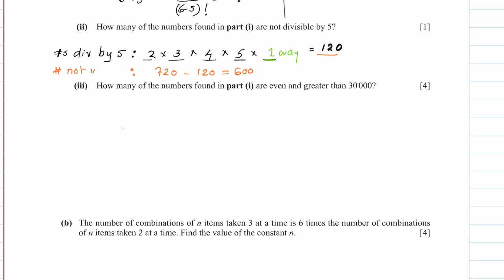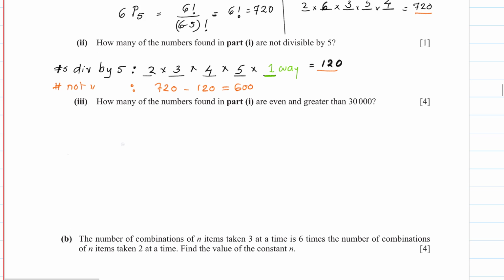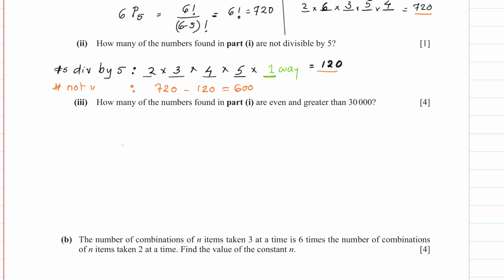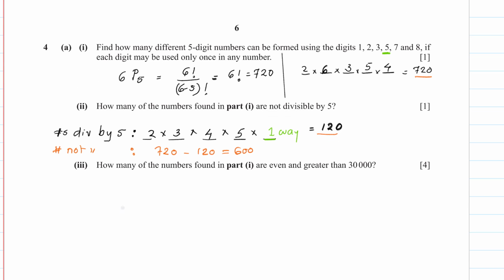Okay. How many of these numbers found in part 1? Oh, not question number 2, question number 1. That is out of the 720. How many of them are even and greater than 30,000? Right. There are 2 points here. One is it has to be greater than 30,000, and it must end in an even digit. Correct, Amrita? Yes.